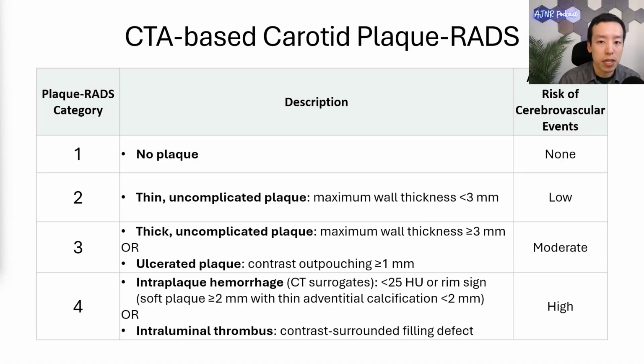Plaque-RADS 3 can be either thick and uncomplicated plaque, meaning at least 3 millimeters maximal wall thickness, or an ulcerated plaque, which on CTA is defined by luminal contrast outpouching at least 1 millimeter into an area of wall thickening. And Plaque-RADS 4 is either intraplaque hemorrhage or intraluminal thrombus.